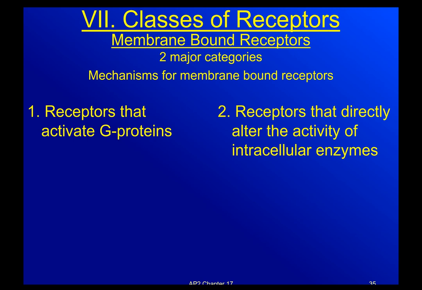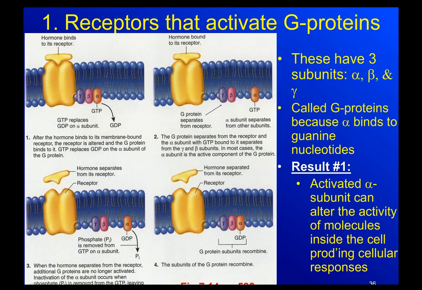All right, you've got two types of these. The G proteins, which you've seen from the special senses chapters. The G protein coupled receptors are the ones that have alpha, beta, and gamma subunits that go into the cell and do something. The others are actually receptors that directly alter the activity of intracellular enzymes. So you'll see exactly what that looks like in just a minute. So let's start with the G proteins.